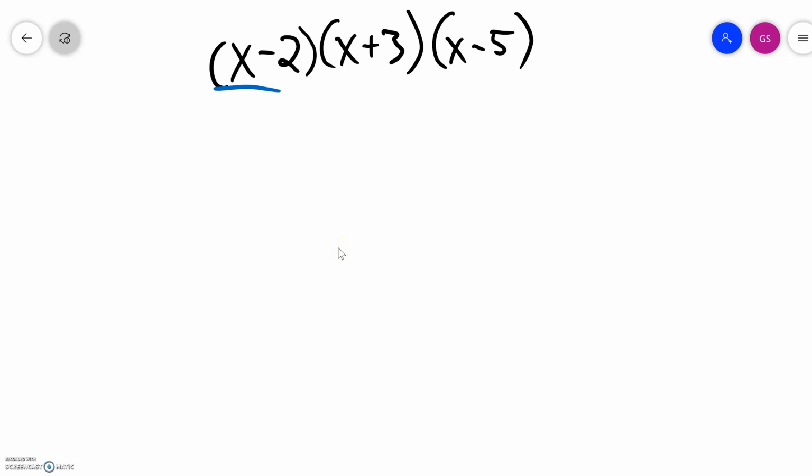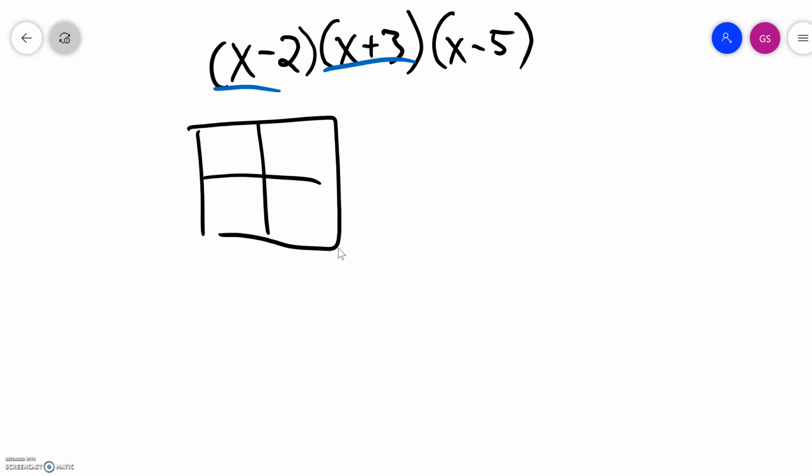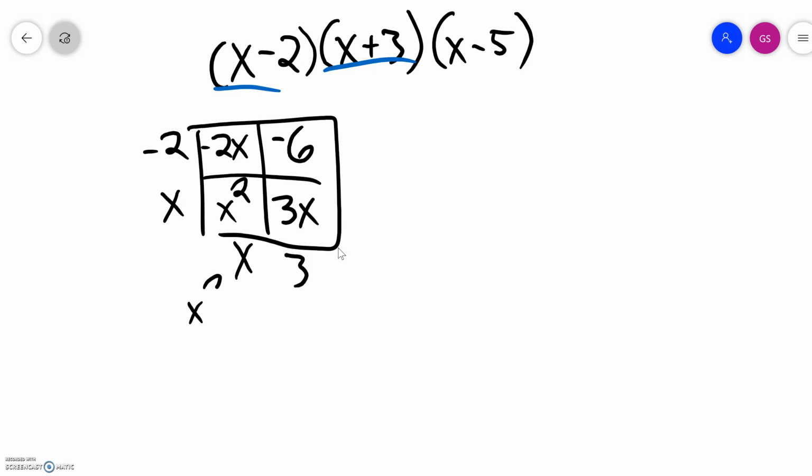I'm going to start with just these first 2 factors. Go ahead and draw my box. I got x minus 2 and x plus 3. X times x is x squared. Negative 2 times x is negative 2x. 3 times x is 3x. And 3 times negative 2 is negative 6. So I've got x squared minus 2x plus 3x minus 6.